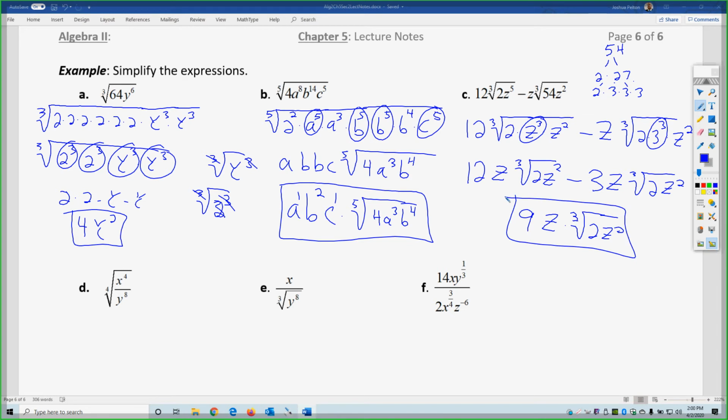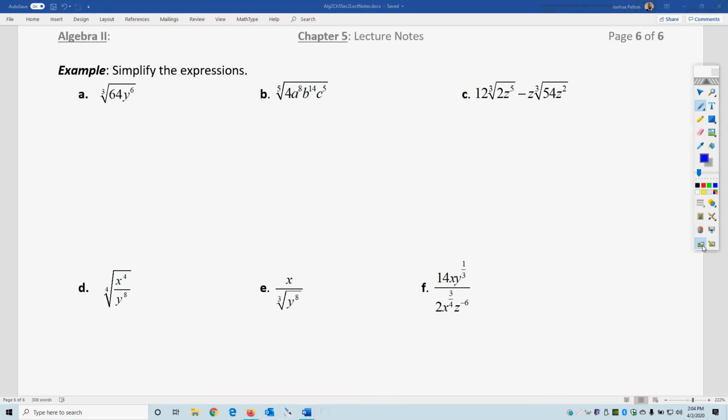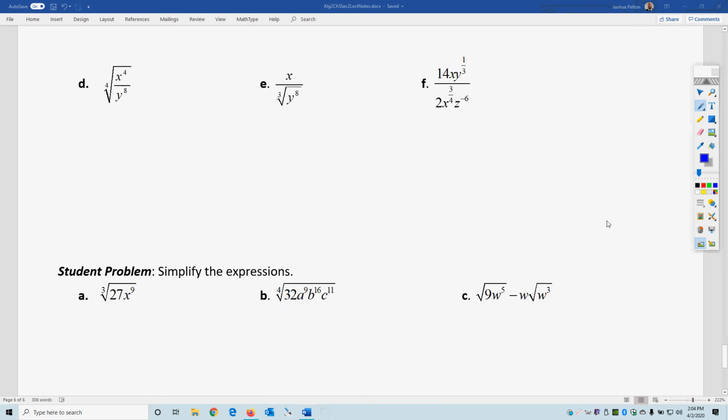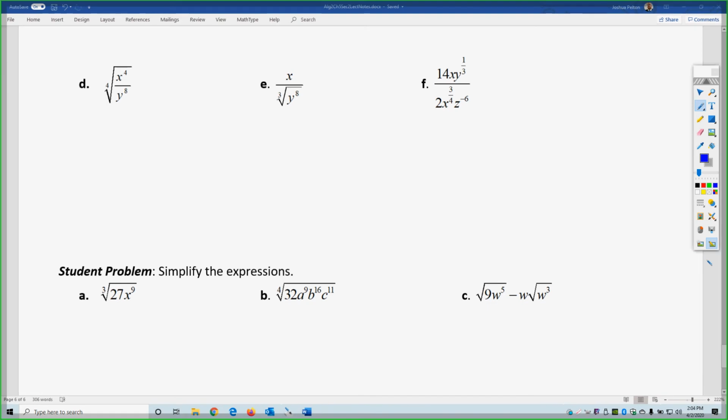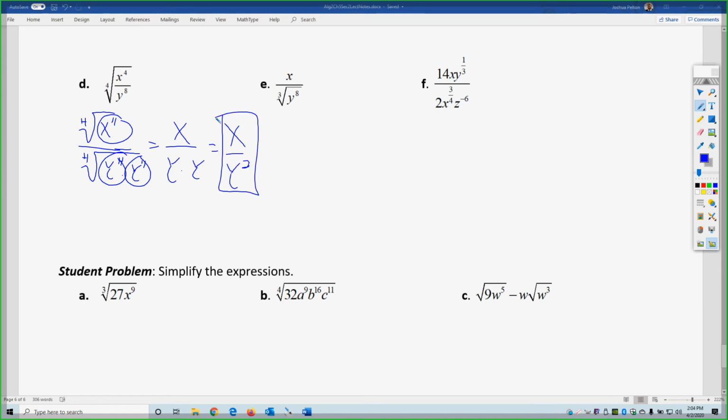Okay, let's go down and do the next 3. So we have the quotient rule of radicals, so we can break this apart. We get the fourth root of x to the fourth over the fourth root of y to the eighth, which is y^4 and y^4. So I have one group here and two groups here, and there's nothing left inside. So I'm left with x over y squared as our final answer.